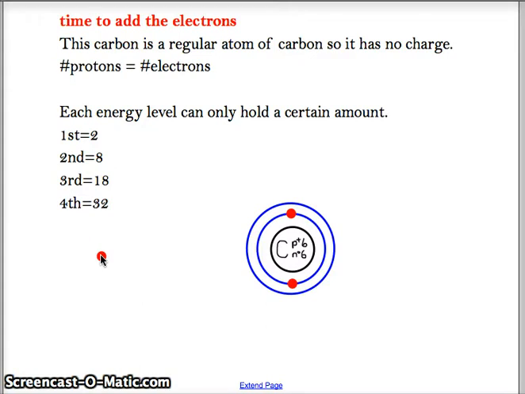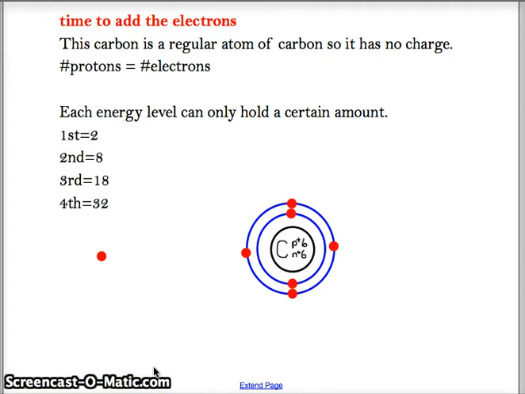The second shell can hold up to 8. We only need 6. So we have 2 already. We need to add 4 more. So even though it can hold 8, we're only going to put 4 in it. Now since it's on another energy level, it's okay that they're kind of near each other like this, but when they are on the same energy level, I don't want them right near each other.